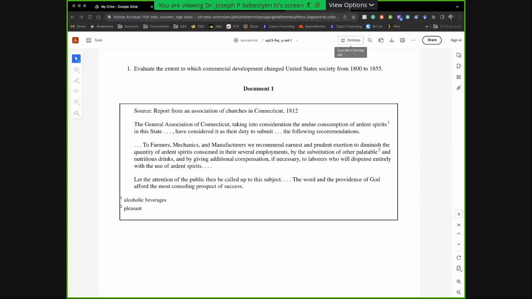Okay. So this is a report from the Association of Churches in Connecticut, 1812. General Association of Connecticut, take into consideration the undue consumption of ardent spirits in the state, have considered it as their duty to submit the following recommendations. To farmers, mechanics, and manufacturers, we recommend earnest and prudent exertion to diminish the quantity of ardent spirits consumed in their several employments by the substitution of palatable and nutritious drinks, and by giving additional compensation, if necessary, to laborers who will dispense entirely with the use of ardent spirits. Let the attention of the public then be called upon to the subject.